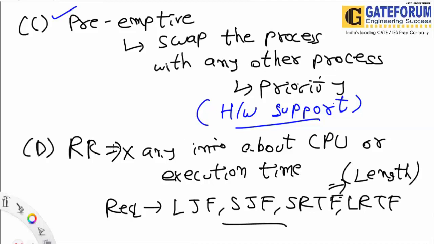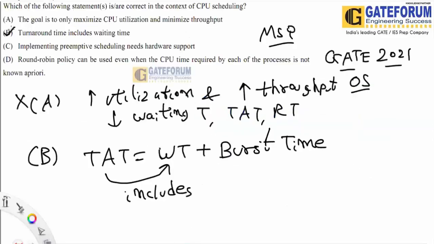Okay, so for round robin, we do not require any particular information about the CPU time beforehand. So we can do this without any knowledge about the CPU time. So this one is also correct. If you check here, the first one, A, is wrong, but B, C, D are correct. So the final answer we will get here is basically B, C, and D.